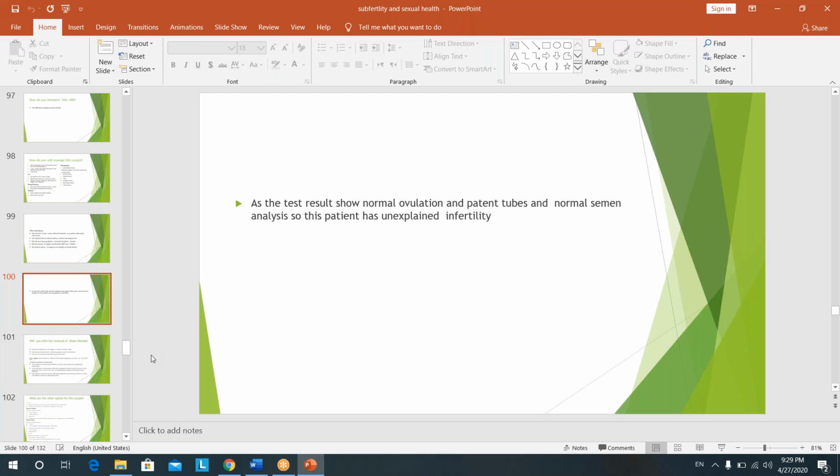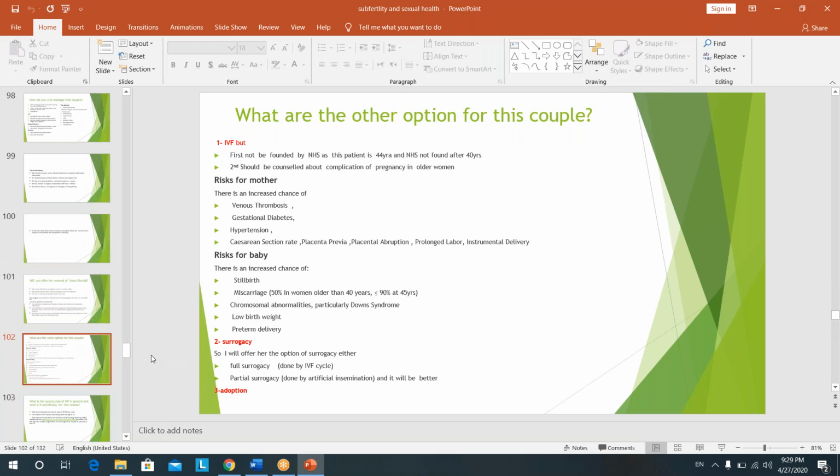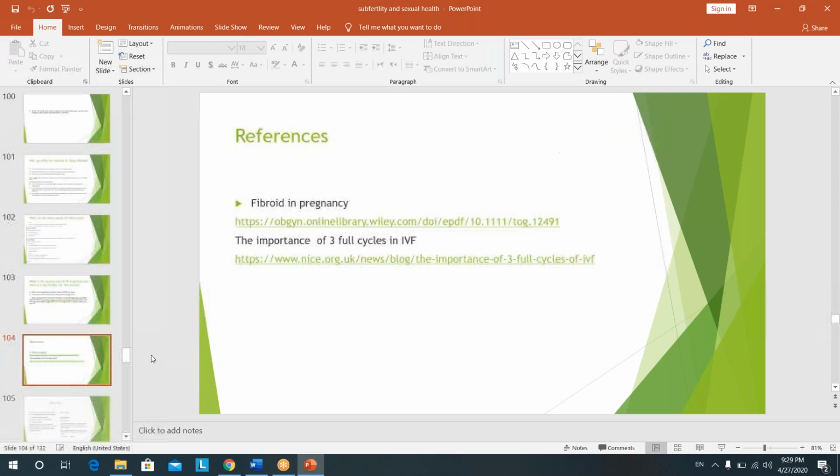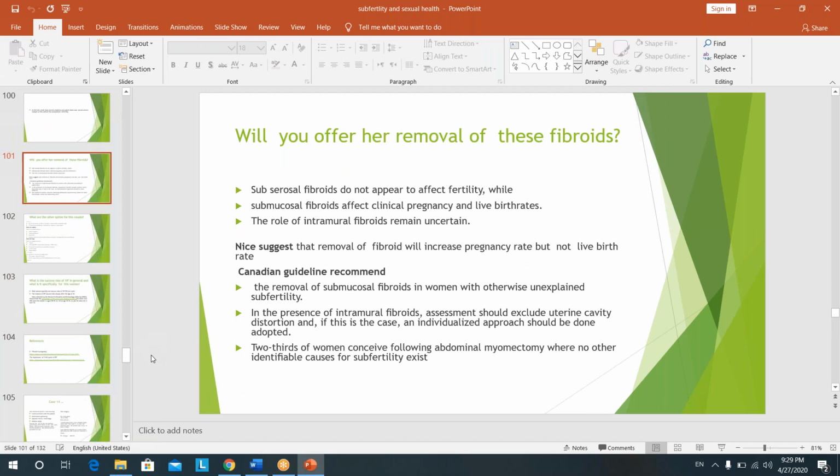Okay, these are the complications. Okay. And risk of operative delivery. Okay. And postpartum hemorrhage. Yes. Anything else? If she conceived.